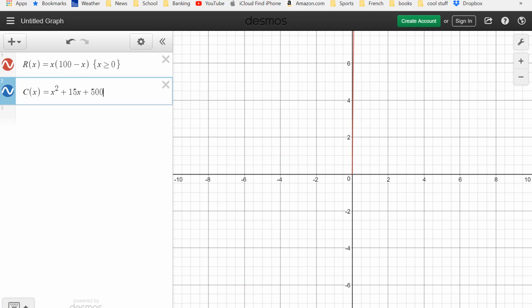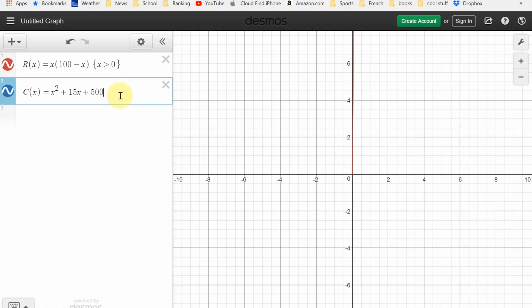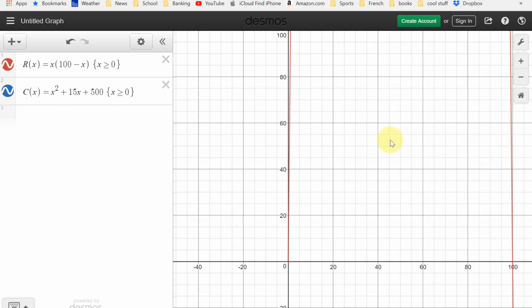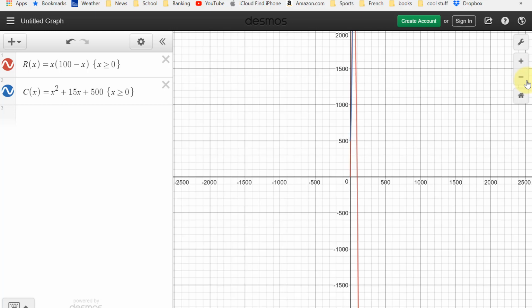And let me just make sure. X squared plus 15x plus 500. And I want to put the restriction that x is greater than or equal to 0 on this one also. And yeah, we really can't see anything in the picture as it is. So this would be a reason why you would do the algebra first, to figure out what is an appropriate window. I mean, you could zoom out, but it's not totally obvious really what we're looking for here.